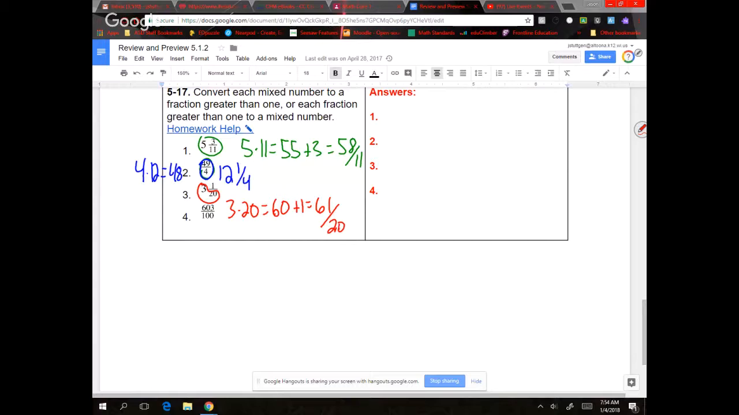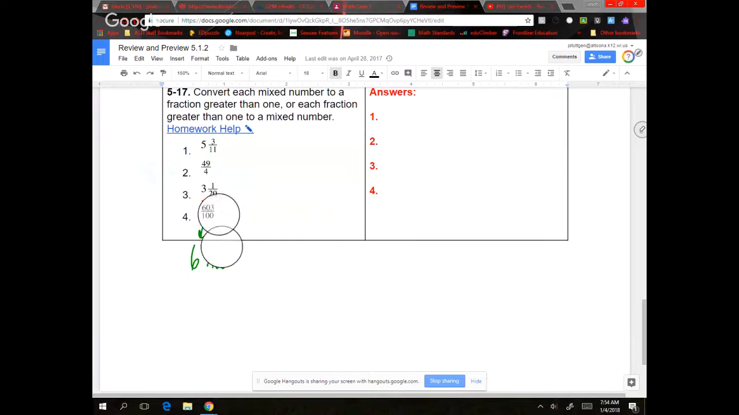20. There we go. And last one, 100 goes into 600. We should know that that should be 6 wholes. And obviously 100 times 6 is 600. So we have 3 left over. So it's 6 and 3 100ths. Those are the answers to Review Preview 5.1 Point two, and how to solve them.